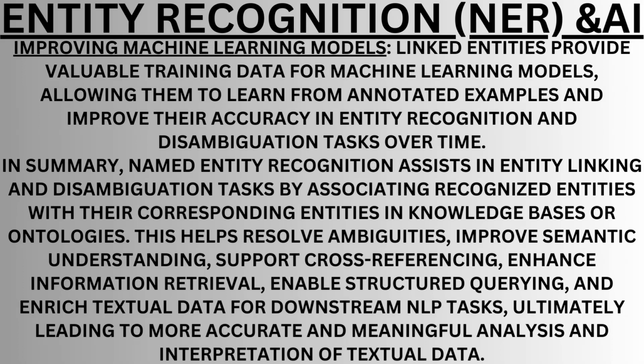In summary, named entity recognition assists in entity linking and disambiguation tasks by associating recognized entities with their corresponding entities in knowledge bases or ontologies. This helps resolve ambiguities, improve semantic understanding, support cross-referencing, enhance information retrieval, enable structured querying, and enrich textual data for downstream NLP tasks, ultimately leading to more accurate and meaningful analysis and interpretation of textual data.